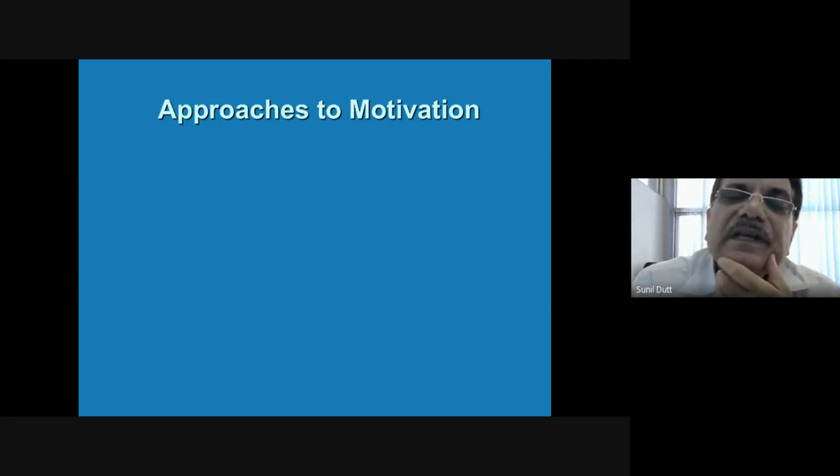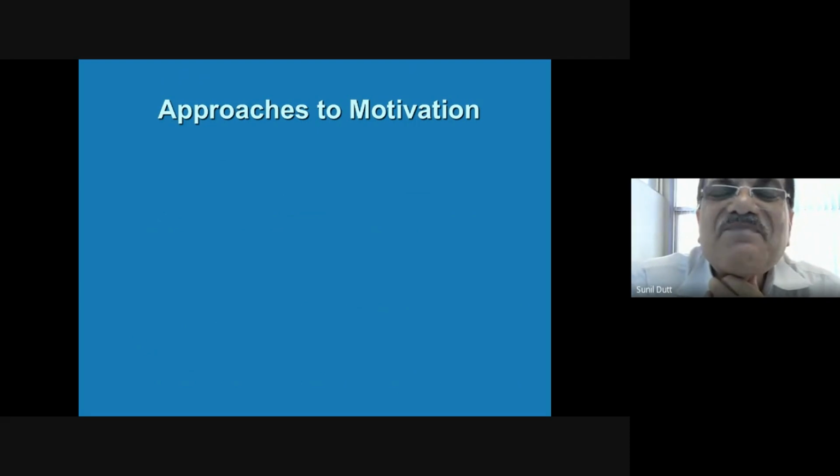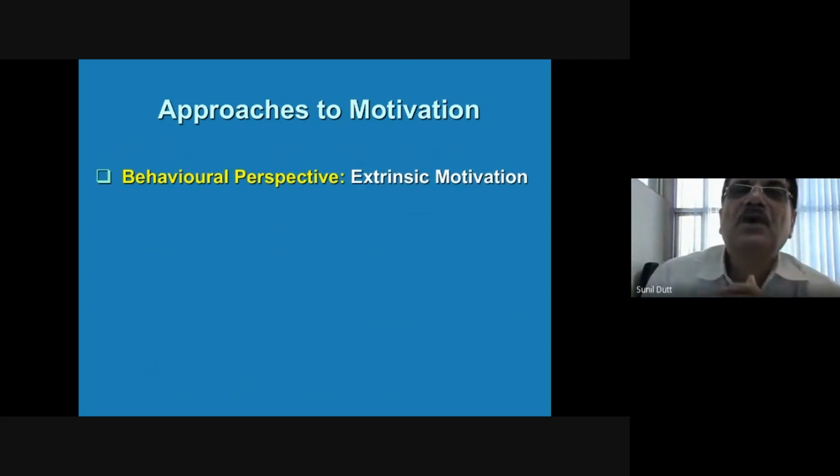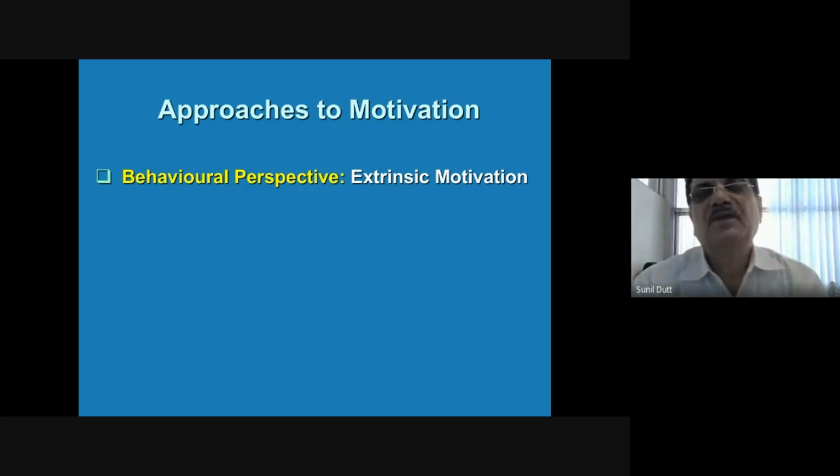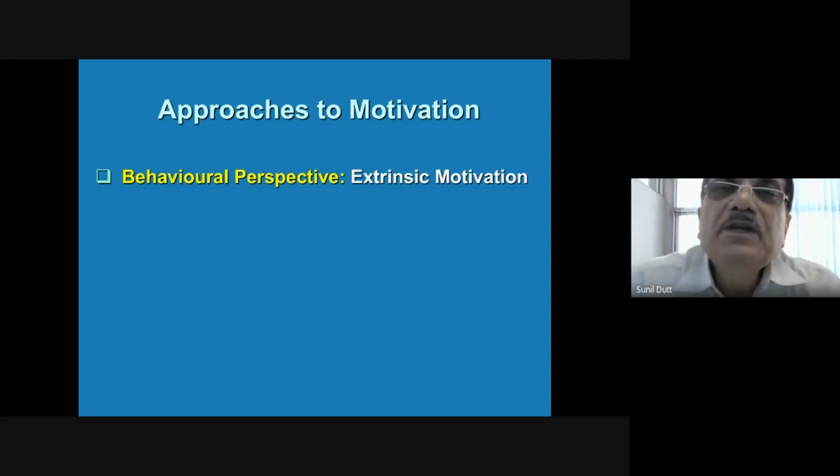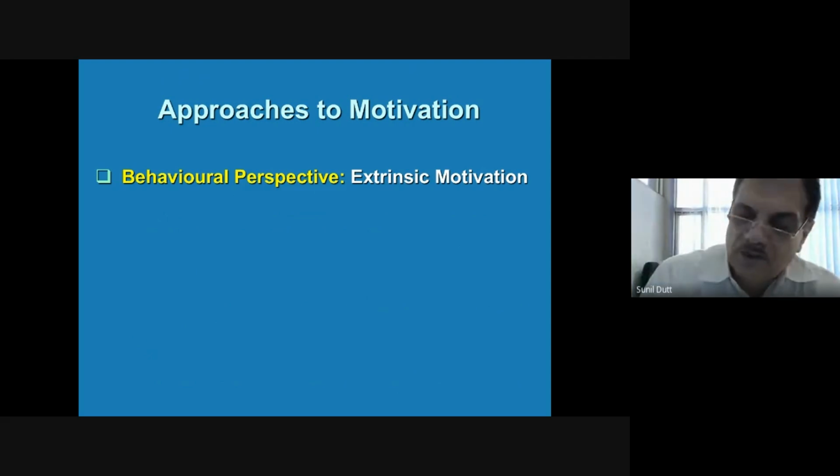Motivation can be regarded as a function of overcoming student resistance to learning, isn't it? They resist. So many techniques have been viewed as approaches to minimize student resistance to learning. There are three approaches. One is the behavioral approach, which emphasizes the reinforcement of desired behavior through some positive reinforcers. It is based upon extrinsic motivation.